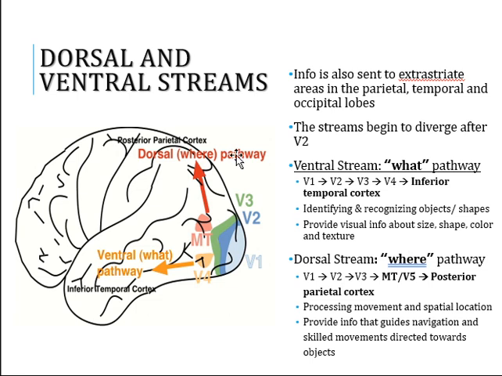In this picture on the left here is a visual representation. We start at V1 in light blue to V2, then we go to V3 in green. And then if we're going with the ventral pathway, we're going to V4 and then out to the inferior temporal cortex by the ears. But if we're going to the dorsal pathway, then we're going to MT and then further to the posterior parietal cortex in the parietal lobe.